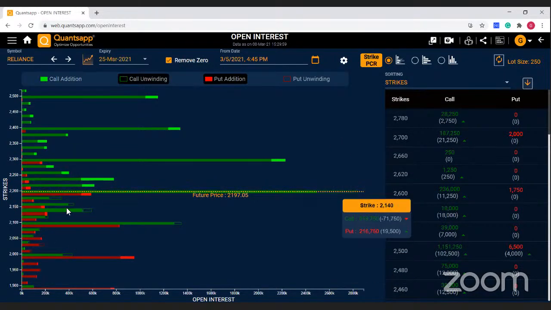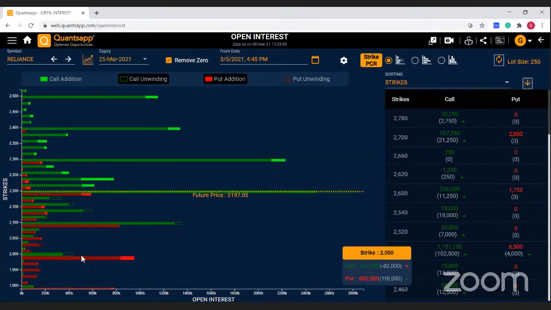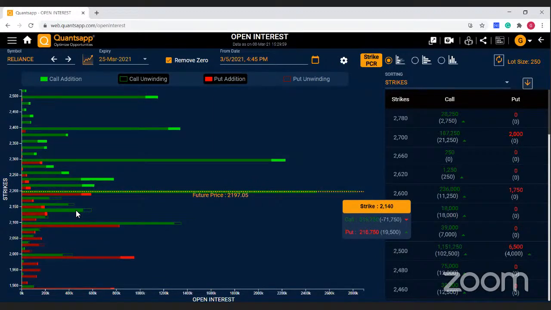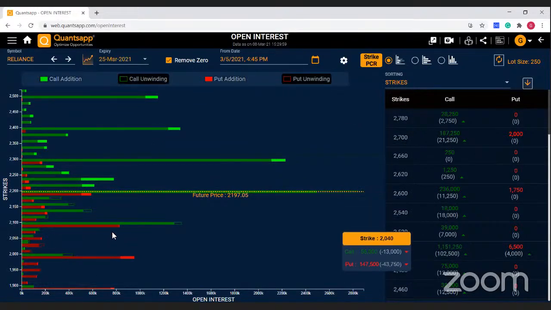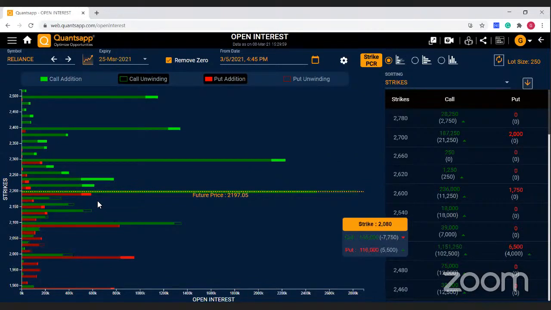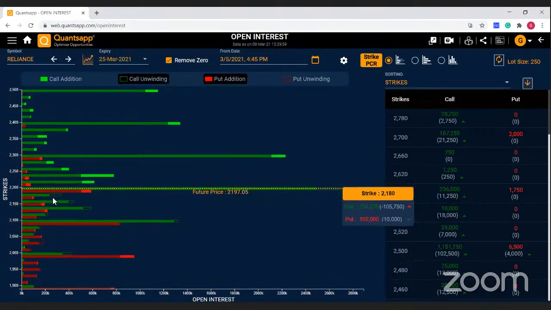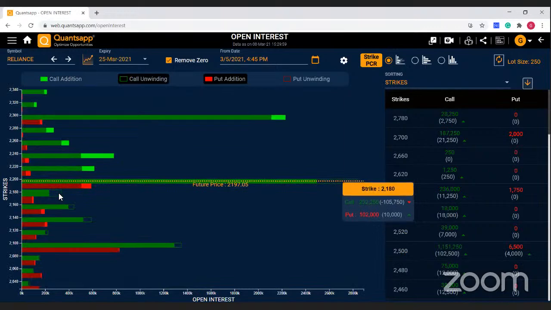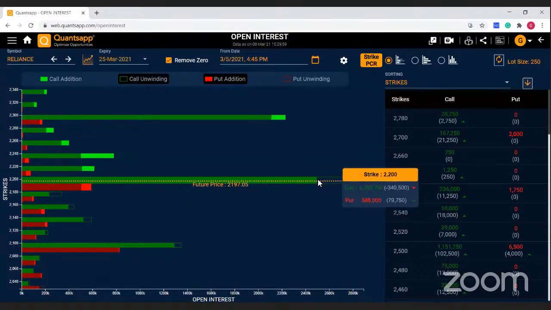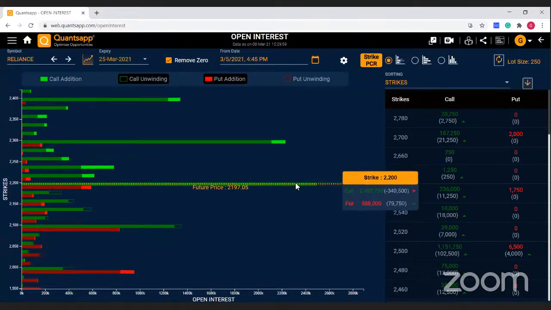This gives me the significance that these in the money option writers are feeling very jittery, or I can say they have some sort of nervousness that the price might go up. And that's why you can see a lot of call unwinding has happened here. If I zoom in, this bar has a blank over here which represents that unwinding has happened at the highest call level.